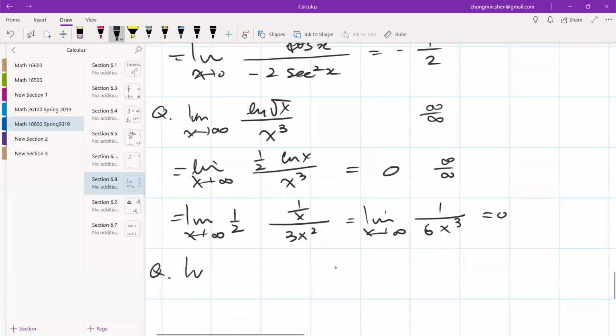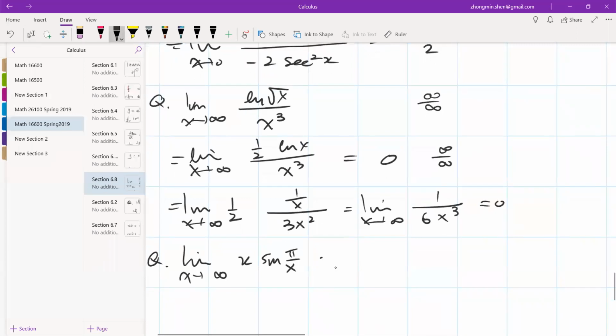Now there are some functions that do not look like a quotient at the very beginning. Like here's x sine pi over x. Right? Now this is a product of two functions. I cannot say it's 0 over 0 type. How can I make a change? Right? I can change it to sine pi over x over 1/x. And this is going to be 0 over 0 type.